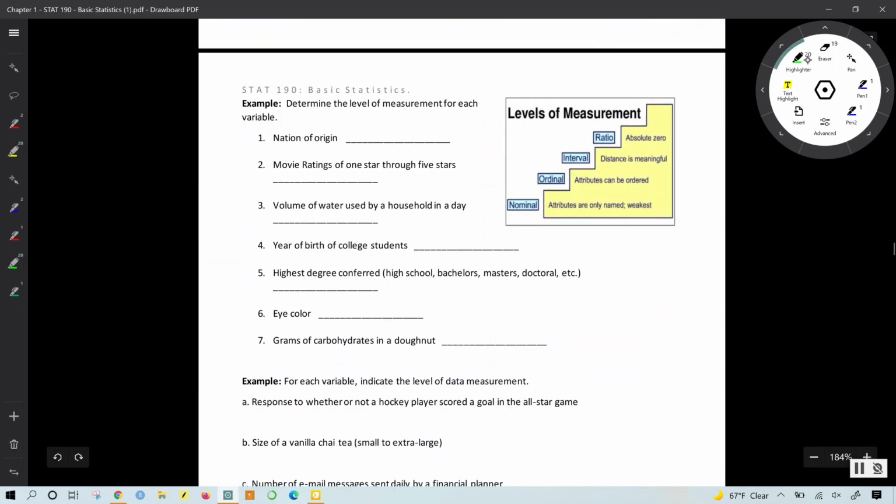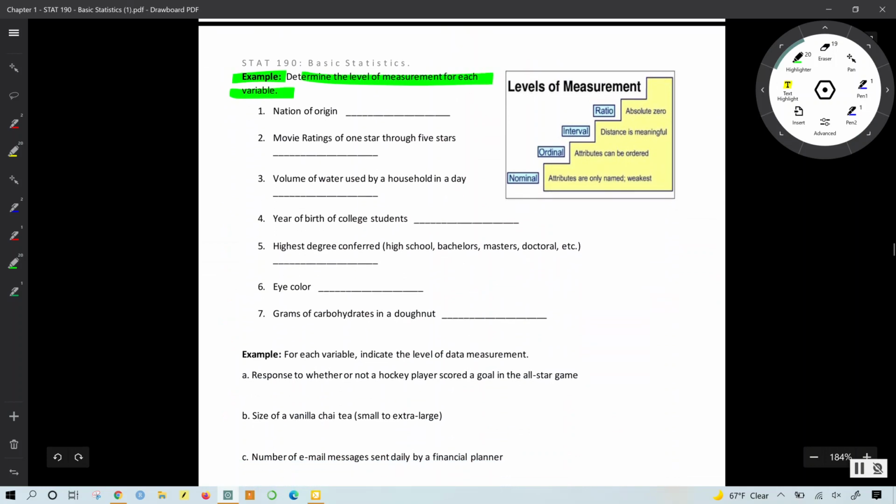Now let's test our knowledge quickly. We are to determine the level of measurement for each of the following variables. What do you think? For the nation of origin, well, that will be categorical. If it is categorical, then it is either one of these two, nominal or ordinal.